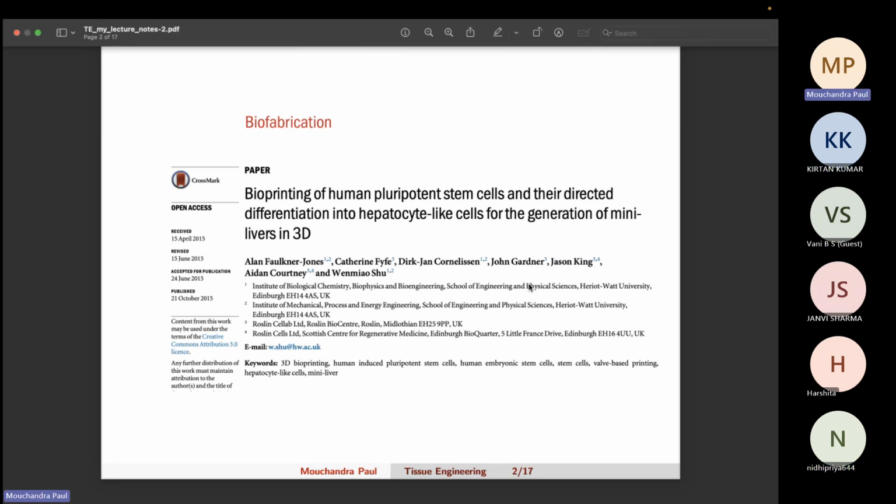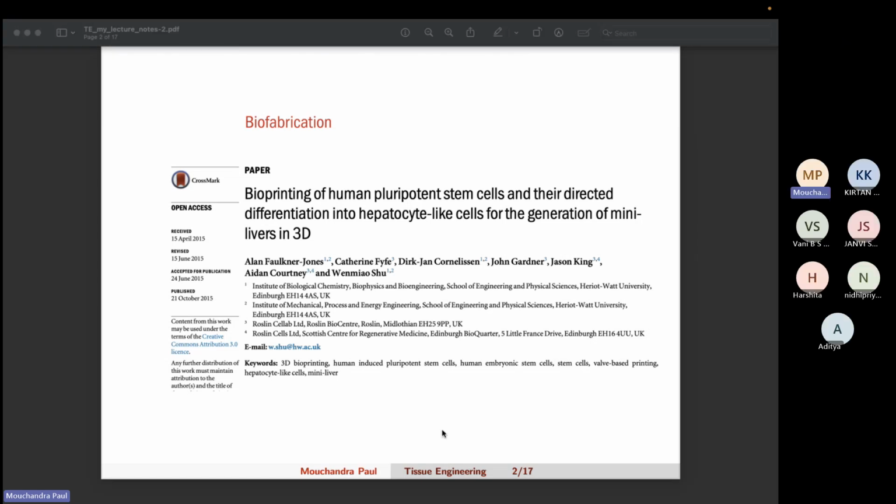Okay, thank you. So first, as I talked about, we will discuss this article, which was printed in the journal Biofabrication in the year 2015. In this paper, they have basically used a stem cell called induced pluripotent stem cell of human origin, and used them to make many liver tissues using the biofabrication technique of 3D bioprinting.